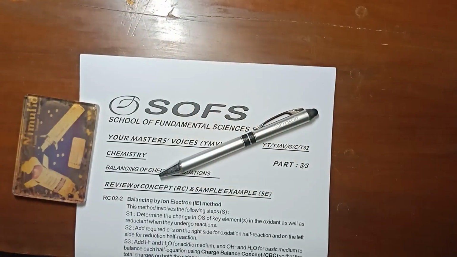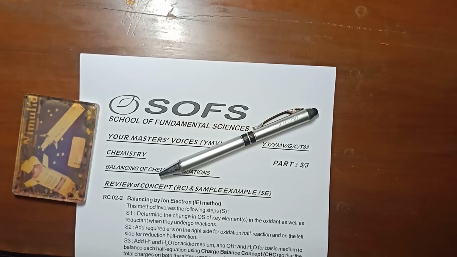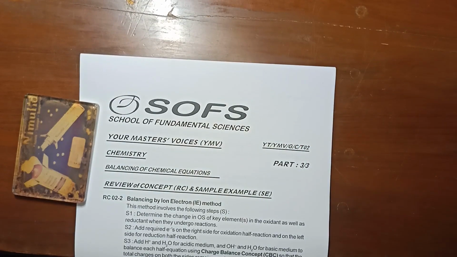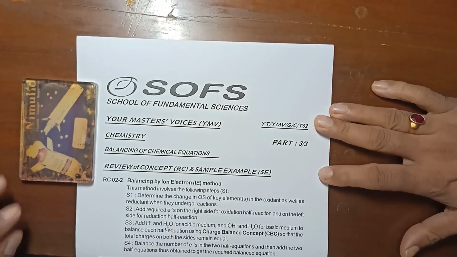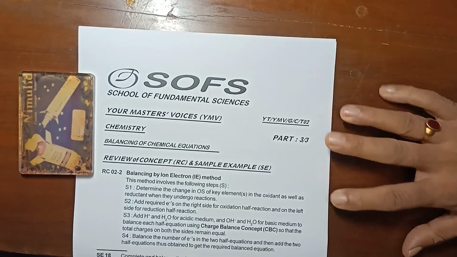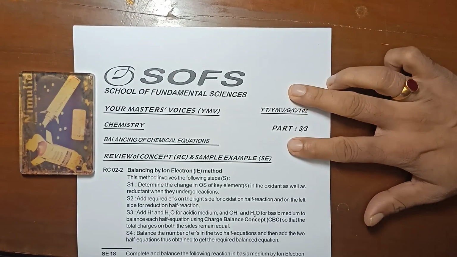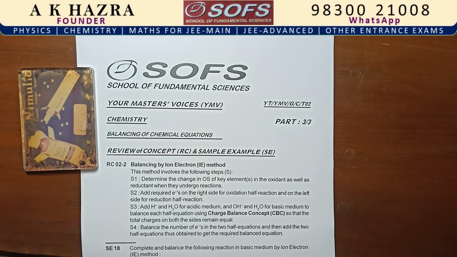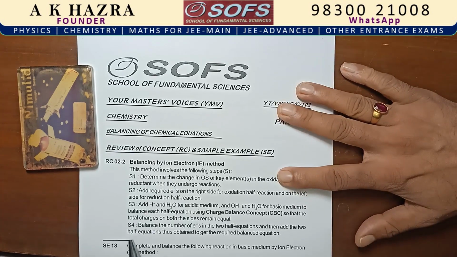Thank you. My dear student, now let us start balancing by the ion electron method. It is almost similar to the oxidation number method, but what is the difference here? The oxidation half reaction will be completely balanced and the reduction half reaction will be completely balanced, and then we have to add them by balancing electrons. So let us see. There are several steps.